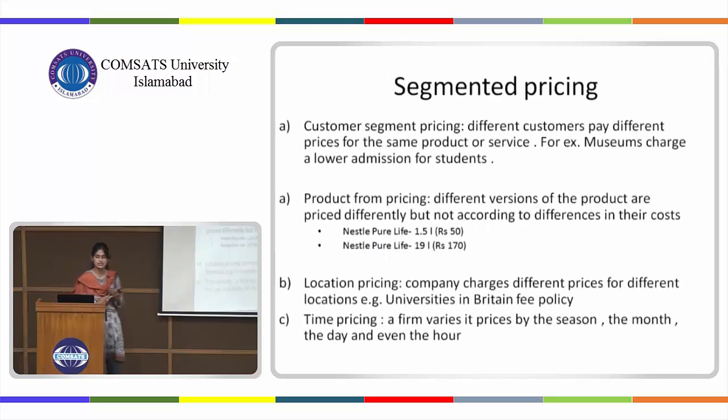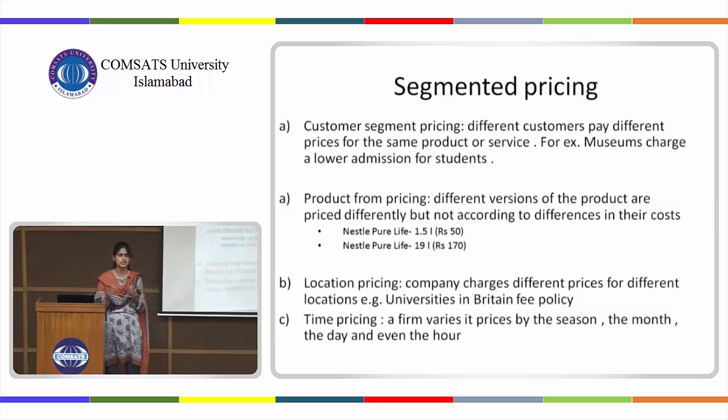Right? So you have customer segment pricing, whereby you charge different customers different prices. We took the example of museums, how senior citizens are charged a different price for the ticket than the ordinary citizen. So this is customer segment pricing, whereby each segment gets a different price. Then we talked about product form pricing. What happens in product form pricing?